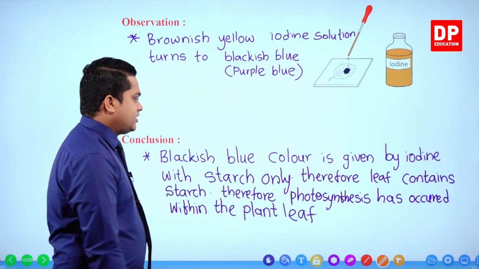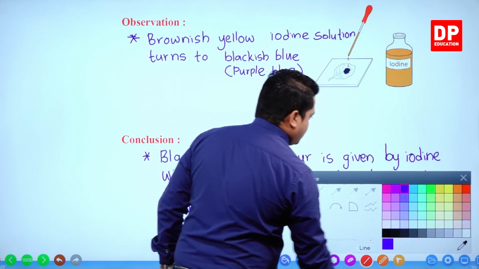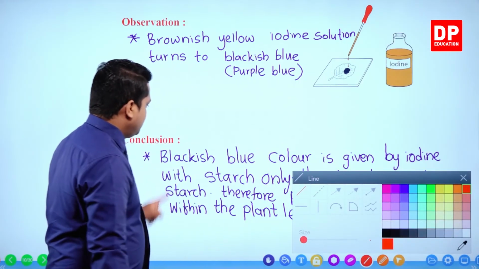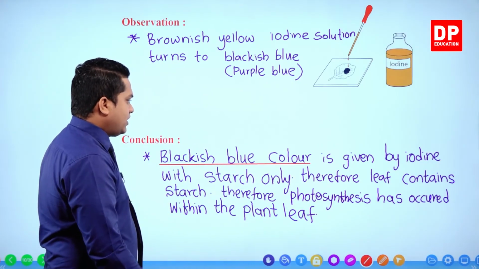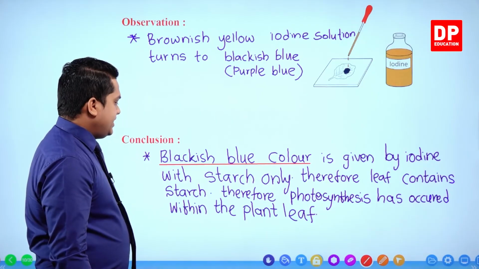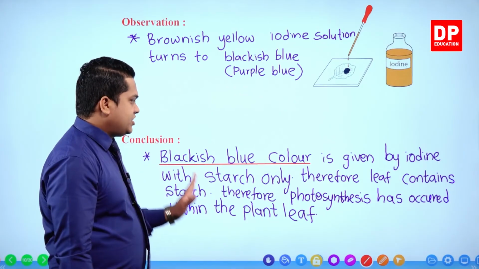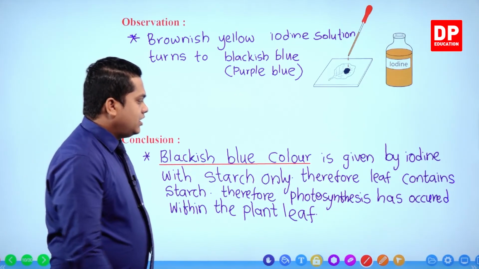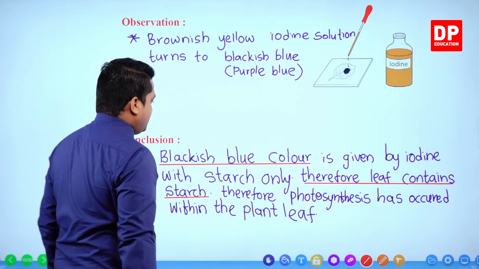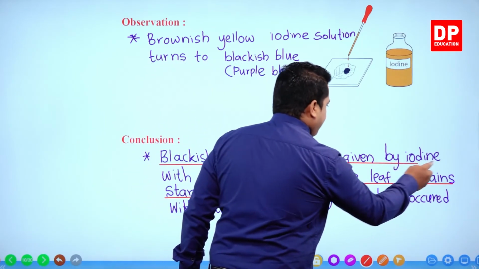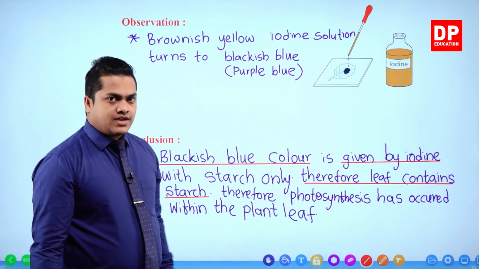This is our final conclusion. The specialty here, once again I'll mention, is the blackish blue color. This blackish blue color is given by iodine with starch only. Only with the starch is the blackish blue color given. So therefore, the leaf contains starch. If blackish blue color is given by iodine, then we can say that the leaf contains starch.